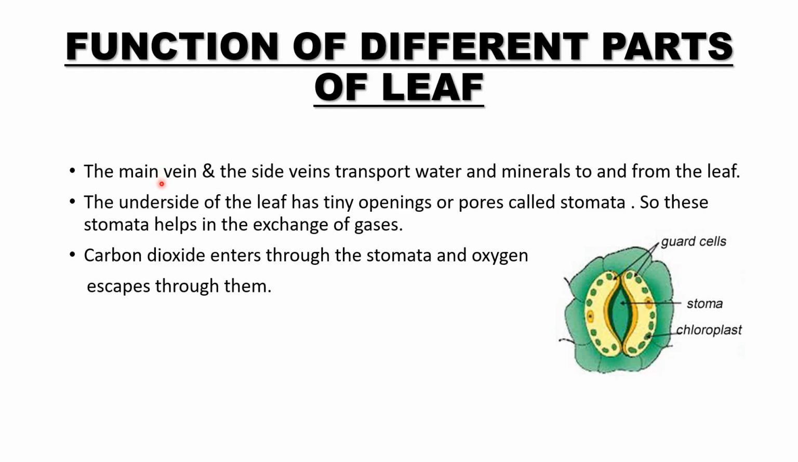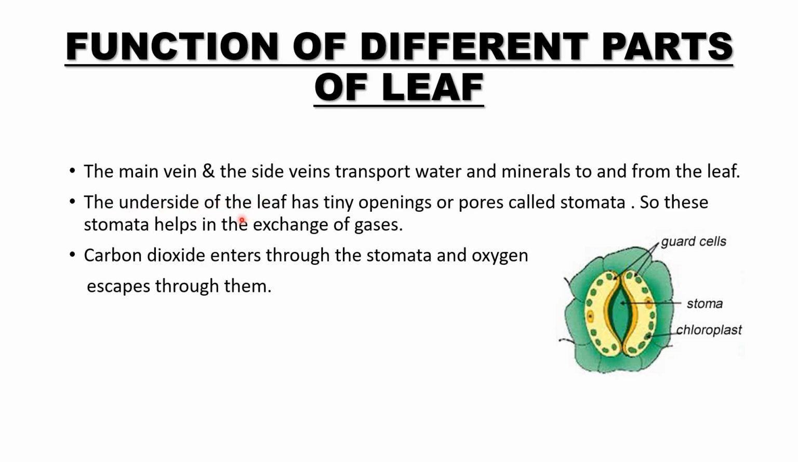You know that water is very necessary for all of us to survive. In the same way, plants also require water for their survival and the various functions. So these veins help a plant or a leaf to survive and make their own food. The next point, the underside of the leaf.